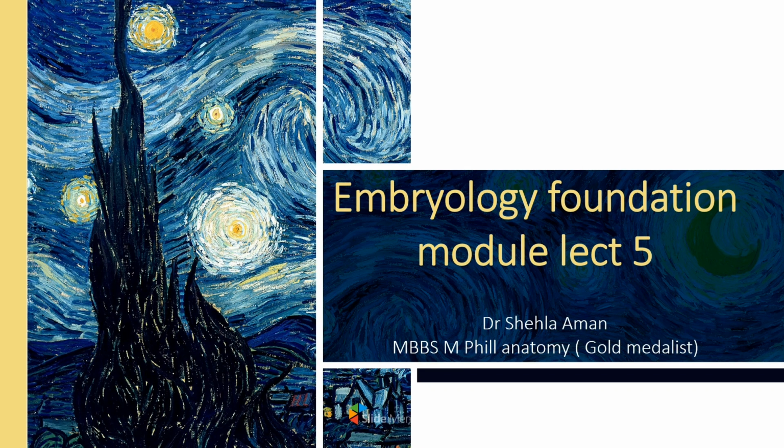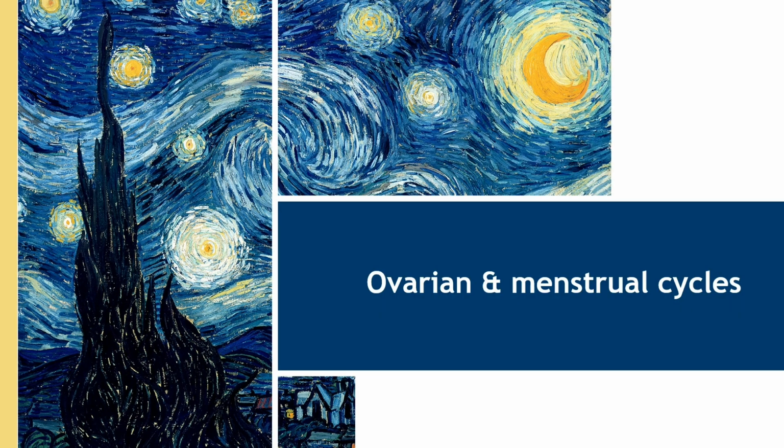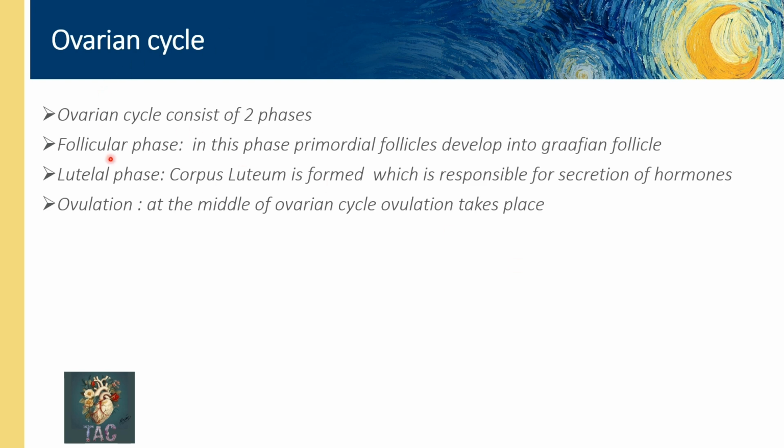Today in Foundation Modules Lecture 5 we are going to discuss the ovarian and the menstrual cycles. So the ovarian cycle consists of basically two phases. The one is the follicular phase and the other is the luteal phase.